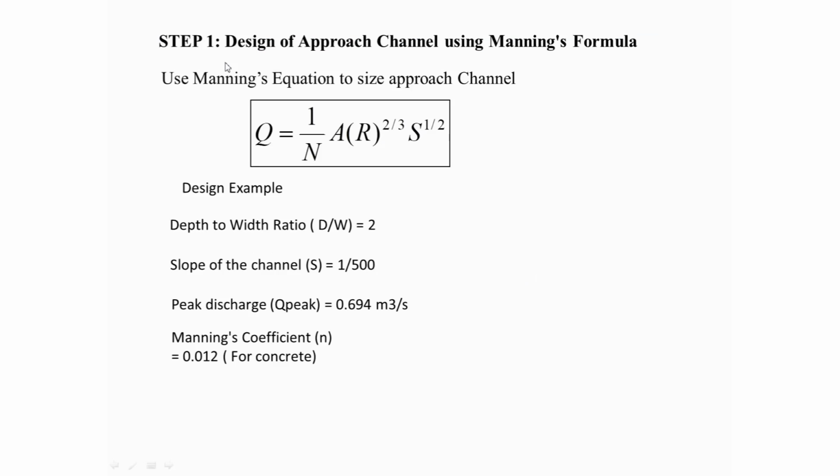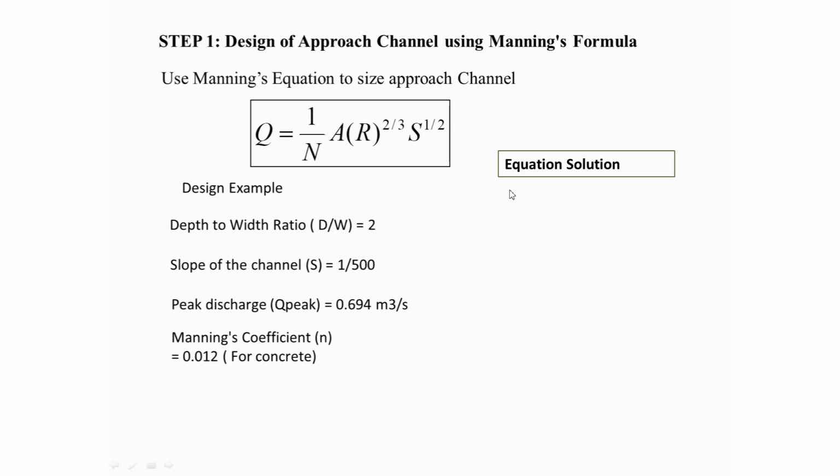In step 1 we design the approach channel using Manning's formula. The equation for Manning's formula is as shown on the screen. In this example, the depth to width ratio is taken as 2. We consider a rectangular channel. The slope of the channel is 1 by 500. The peak discharge Q peak is 0.694 meter cube per second, and Manning's roughness coefficient n is 0.012 for concrete.